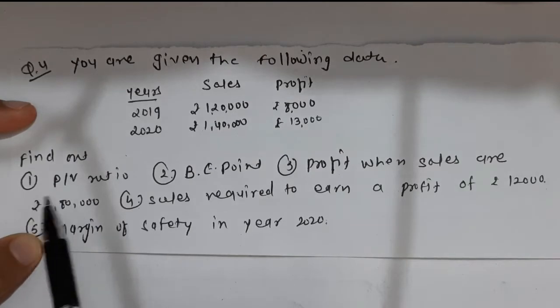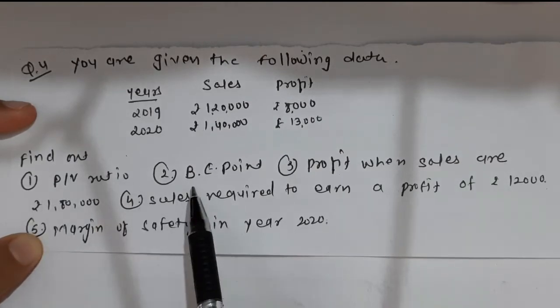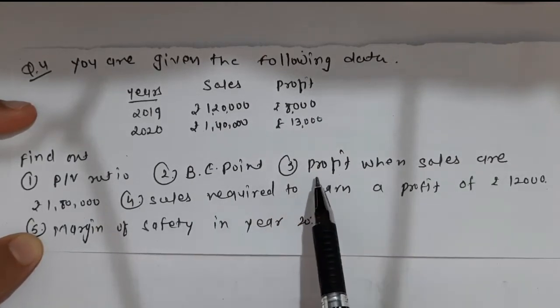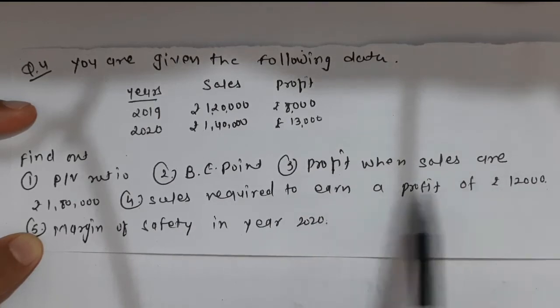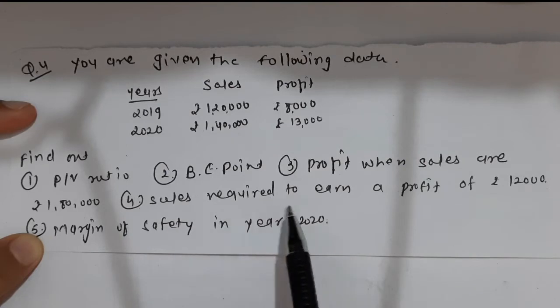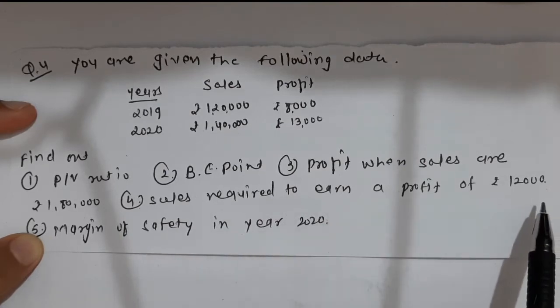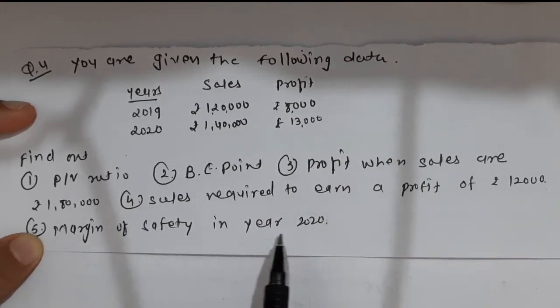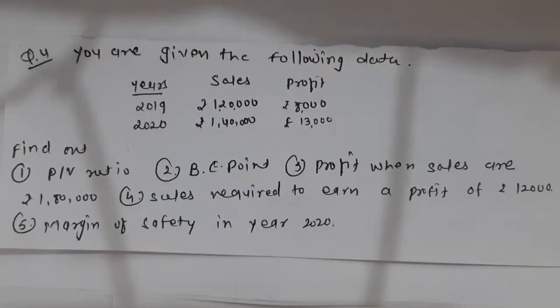Find out first PV ratio, second break even point, third profit when sales are rupees 1,80,000, fourth sales required to earn a profit of rupees 12,000, and fifth margin of safety in the year 2020. Now we solve the problem.